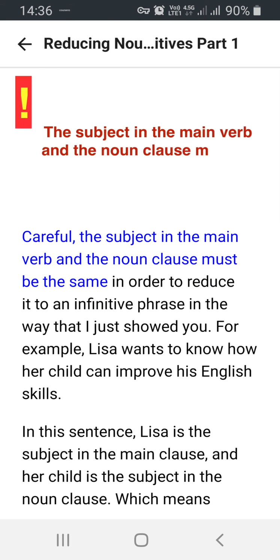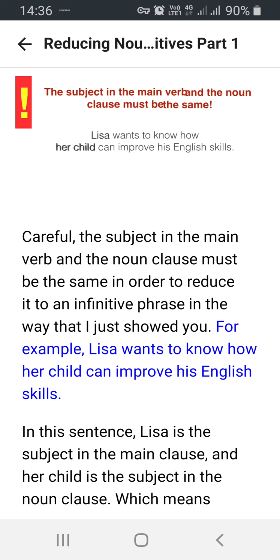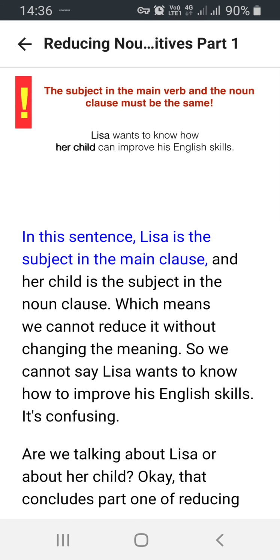Careful. The subject in the main verb and the noun clause must be the same in order to reduce it to an infinitive phrase in the way that I just showed you. For example, Lisa wants to know how her child can improve his English skills. In this sentence, Lisa is the subject in the main clause, and her child is the subject in the noun clause, which means we cannot reduce it without changing the meaning. So we cannot say Lisa wants to know how to improve his English skills. It's confusing. Are we talking about Lisa or about her child?